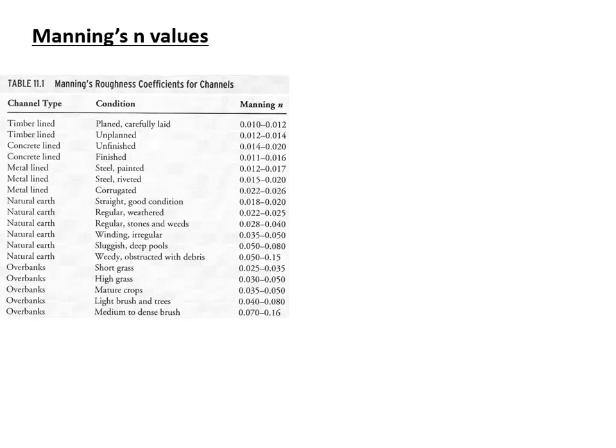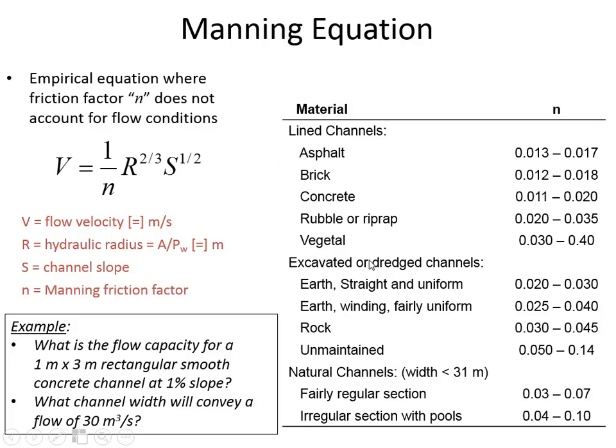Here's the table from your book showing Manning's equation. For finished concrete, they're putting the range of n values from 0.011 to 0.016. Contrast that to the previous table, which I took from a different textbook, where they said concrete was 0.011 to 0.020. So picking the right n value is more of an art than a science or something quantitative, and it requires a little bit of experience and observation.